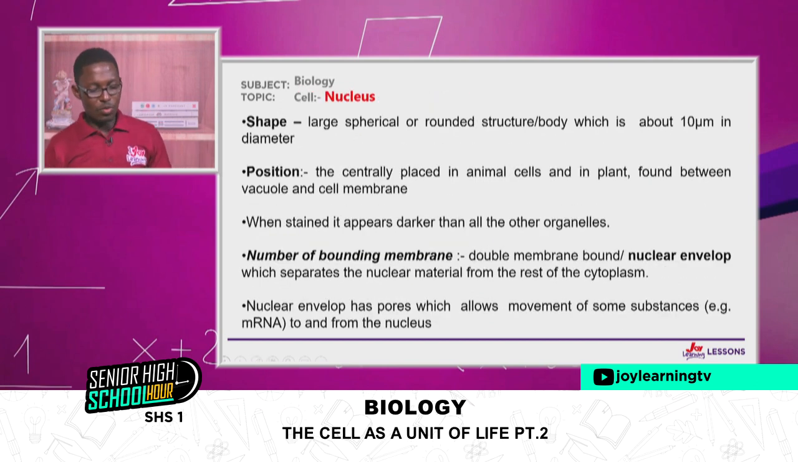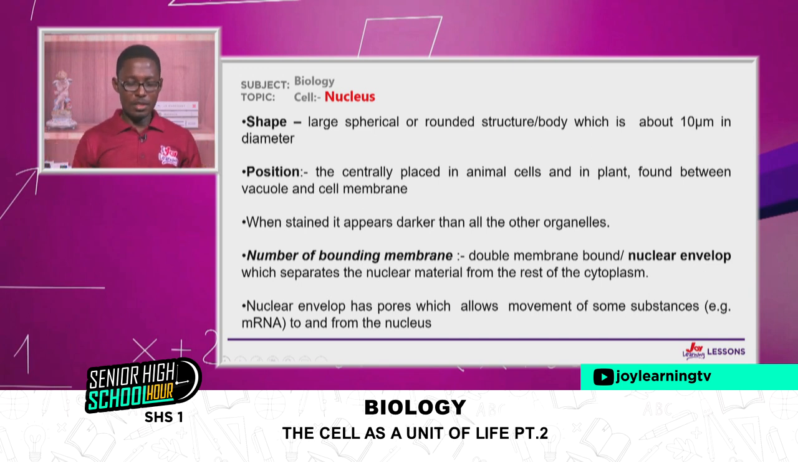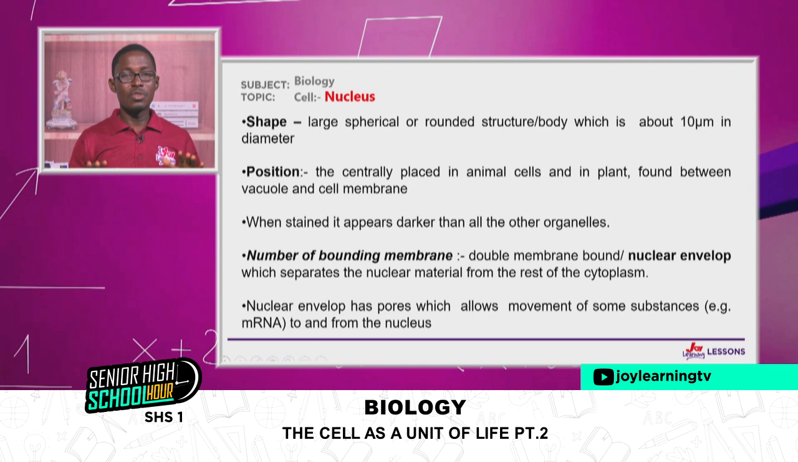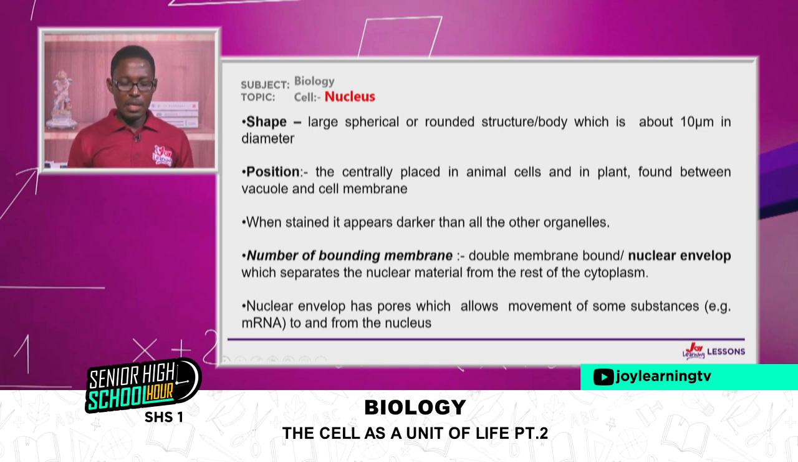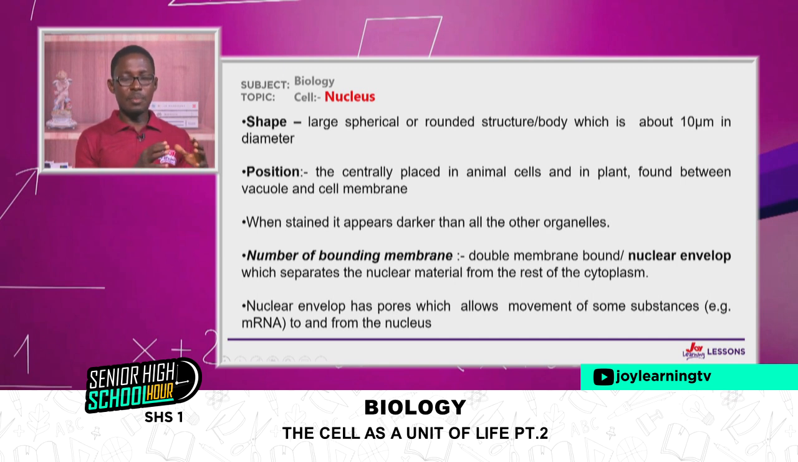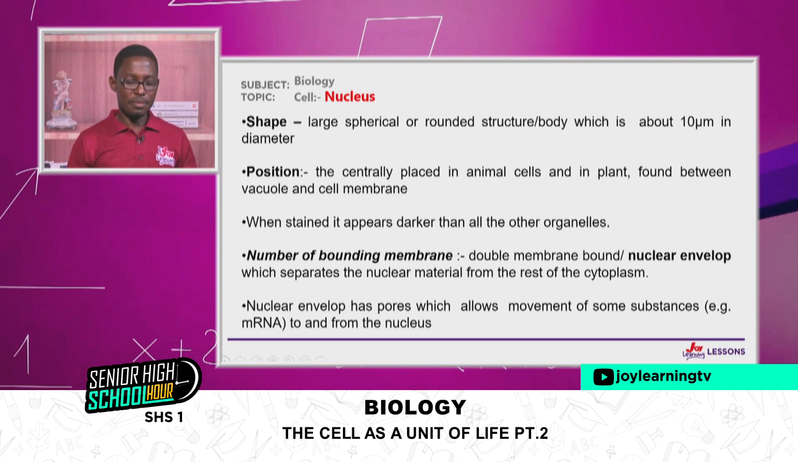So let's get back to our notes. First, we said it was large. You just saw it. It's round. About 10 micrometers in diameter. In animal cells, it is centrally placed; in plant cells, it is found between the vacuole and the cell membrane.